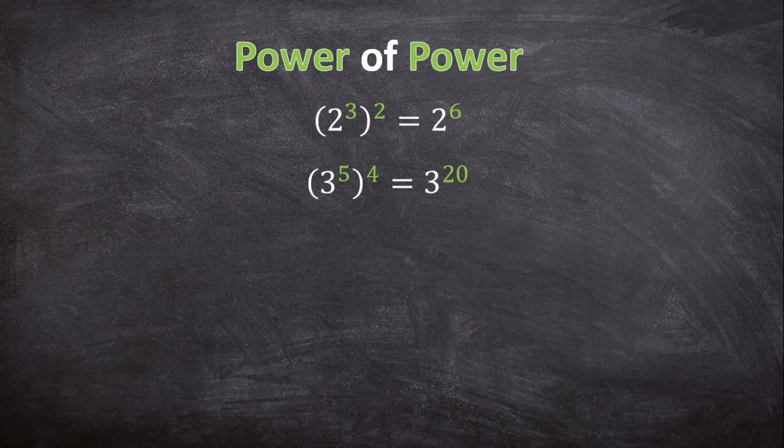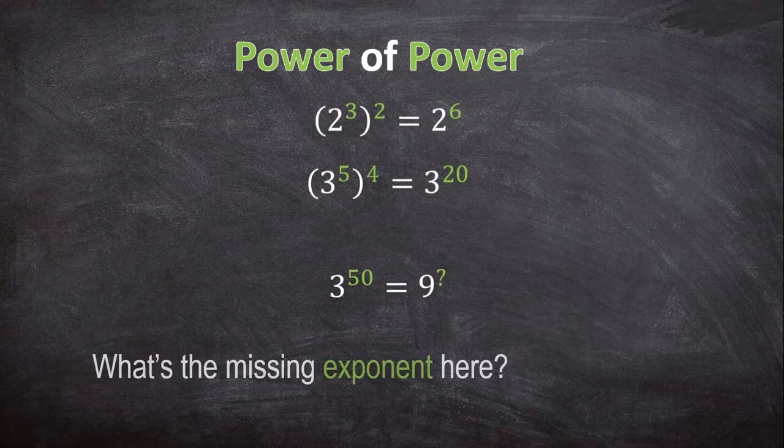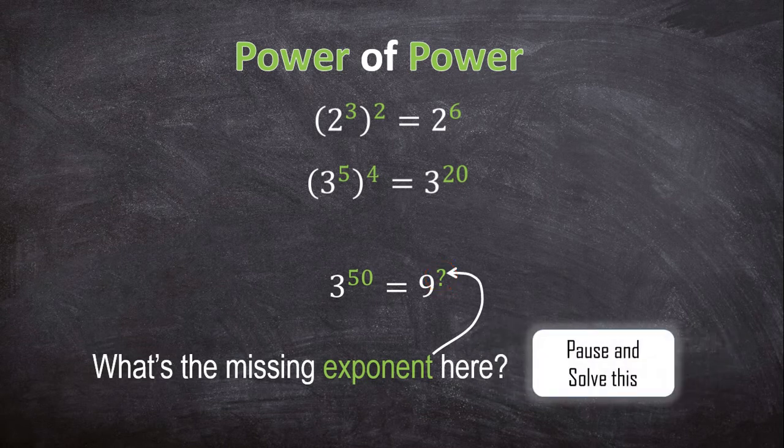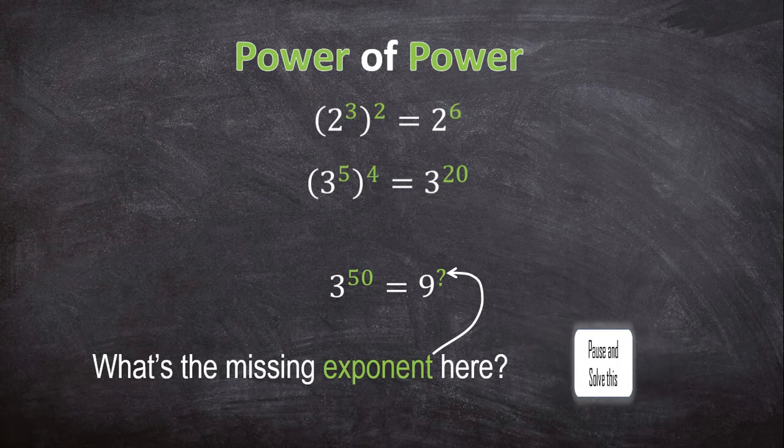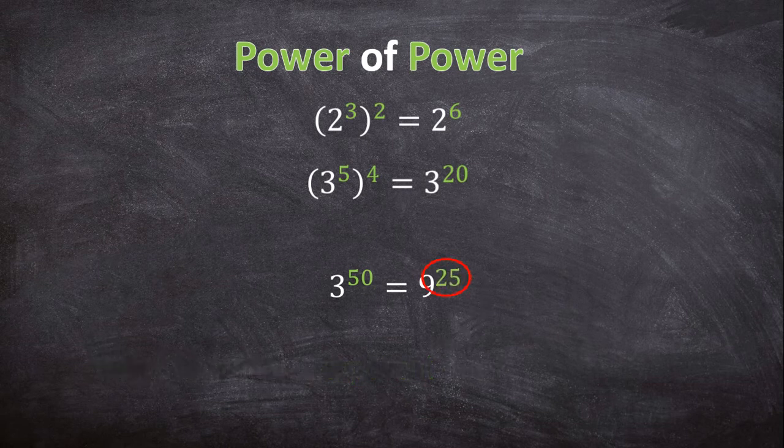Now here is a challenge question for you. 3 raised to the 50th power equals 9 raised to some power. See if you can figure out this missing exponent over here. This missing exponent here is 25, and that's because you can rewrite 9 as 3 squared or 3 to the second power, and 50 equals 2 times 25.